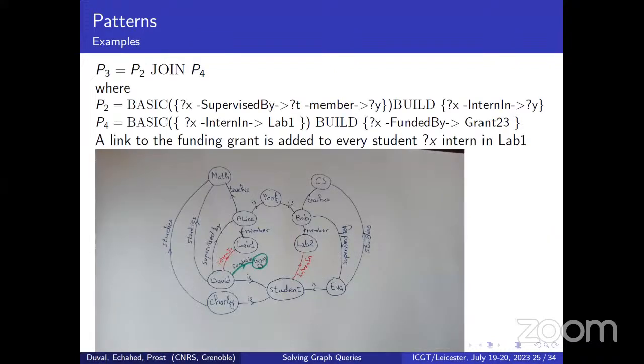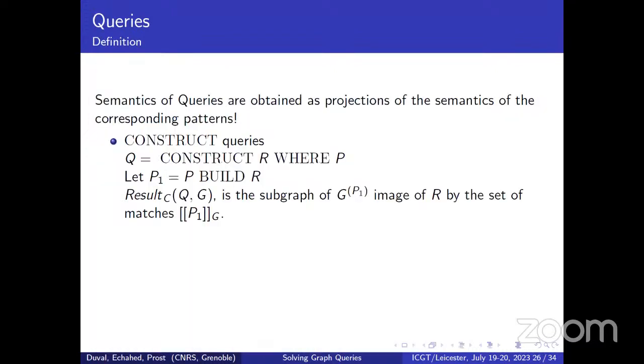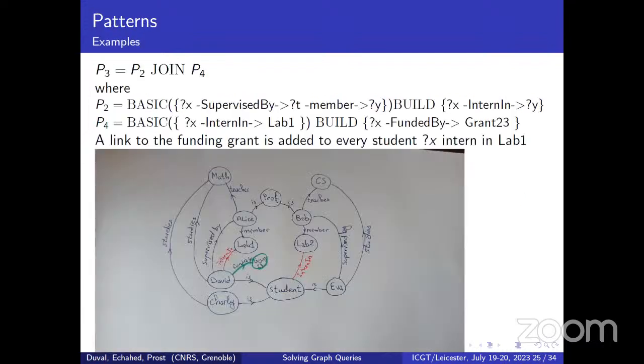You can get this one. So the first, P2, added these red arrows, and the second, P4, this pattern, used these arrows and added this green one. Okay, so where do you see here the start graph you start with in this expression? I didn't write it. For the semantics, I have to say this: P4, P2 join P4 over G. Okay.